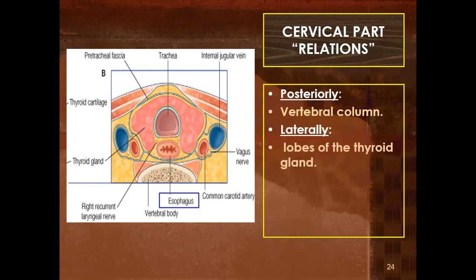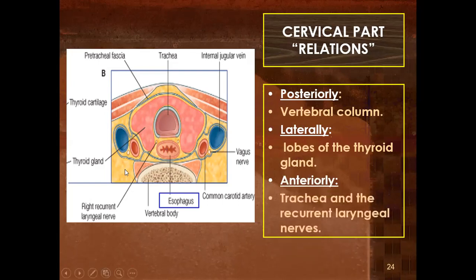Laterally, we have some very important structures like the thyroid gland itself. If you can see here, the thyroid gland is on either side. It is covering even the esophagus. So anteriorly, we have the trachea, with the tracheal rings and the trachealis muscle behind that.